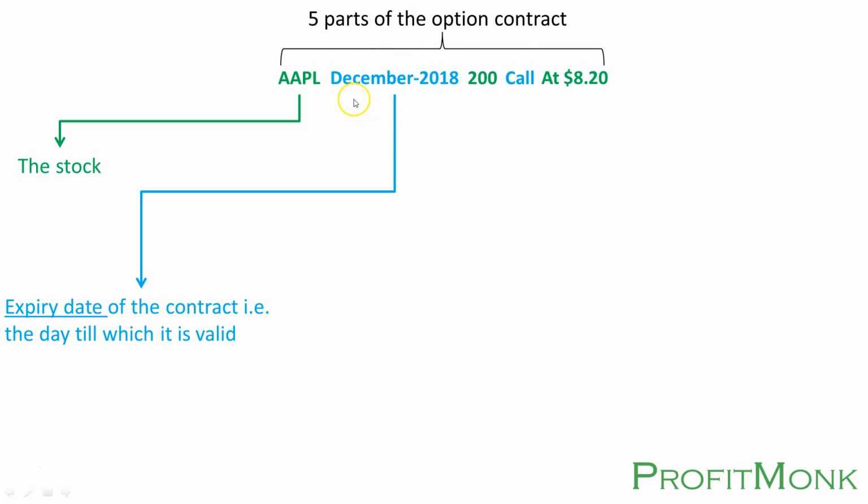So if you enter into an agreement of trading this option as a buyer or a seller, you will enter this agreement anytime before December 2018 and after the third Friday or Saturday of December 2018, the contract is no longer valid. So that's the meaning of the expiry date.